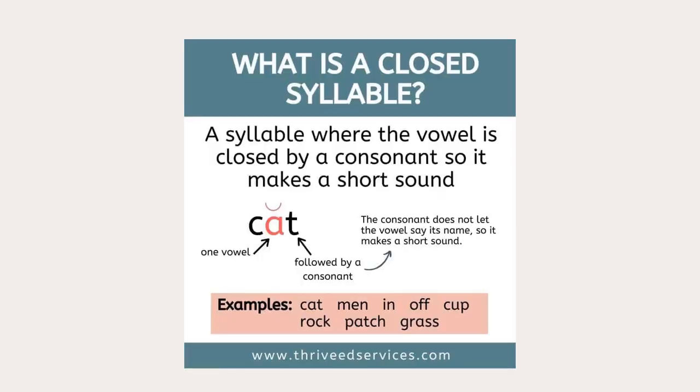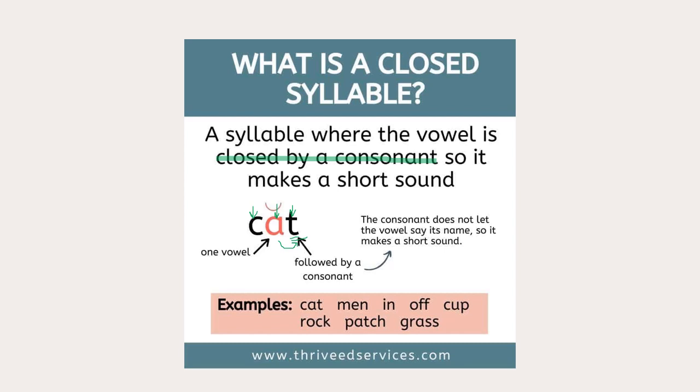This time, let us talk about closed syllable. So a closed syllable is a syllable where the vowel is closed by a consonant, so it makes a short sound. For example, in the word cat, our initial sound is k, our vowel sound, which will serve as our nucleus, is a, and after the nucleus we have the consonant sound t. Again, it is a closed syllable if there is a consonant sound right after our nucleus.